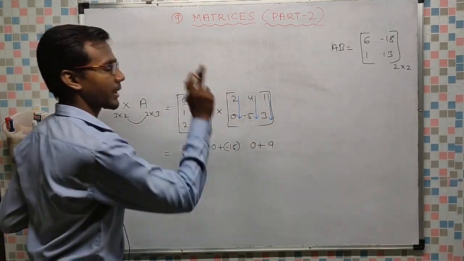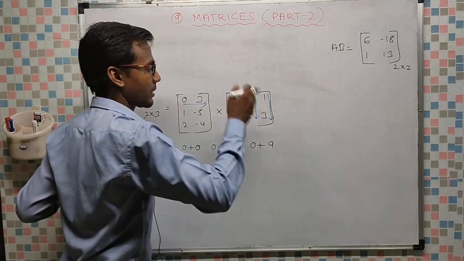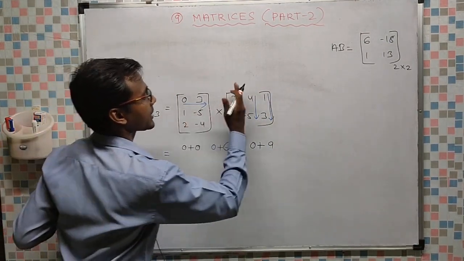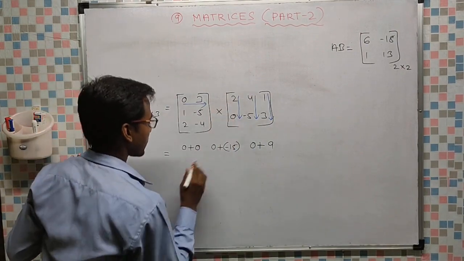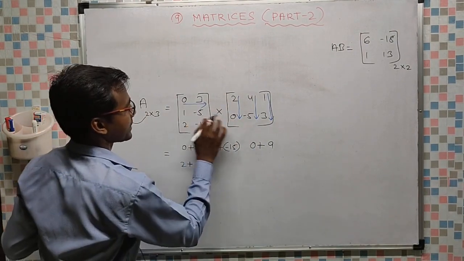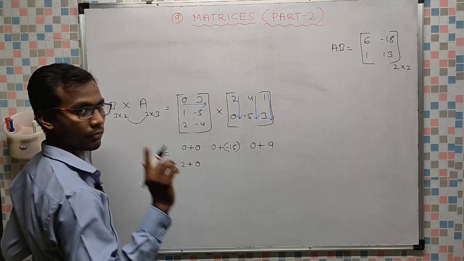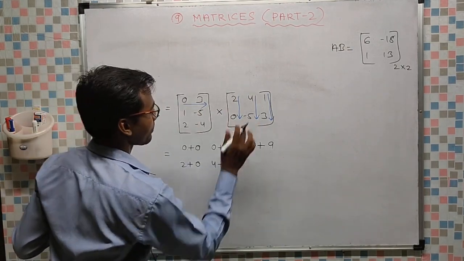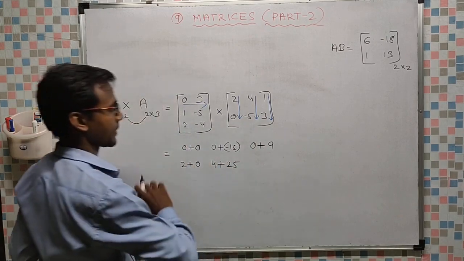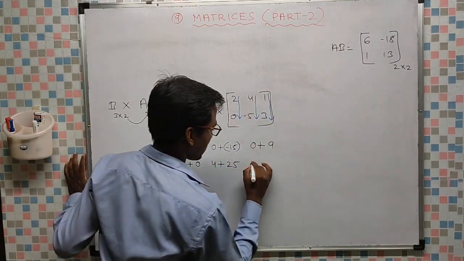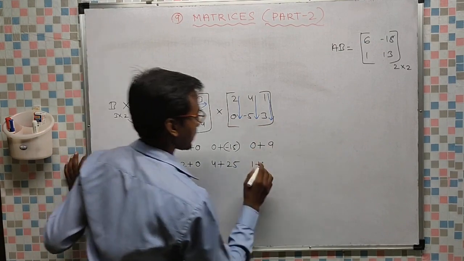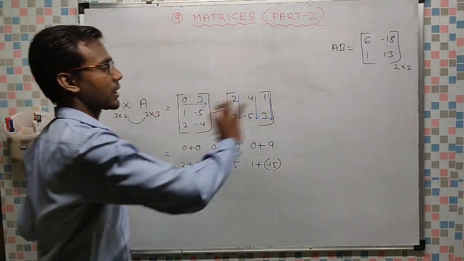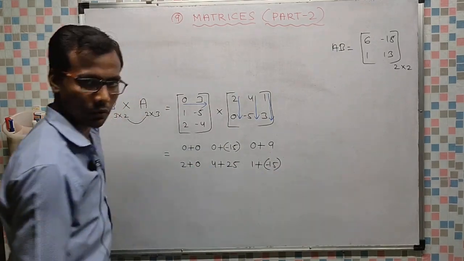Now let us move to the second row. Then second row into each column. So 1 minus 5, this will be multiplied with each column. So 1 into 2 is 2. Minus 5 into 0 is 0. 1 into 4 is 4. Minus 5 into minus 5 is 25. 1 into 1 is 1. Minus 5 into 3 is minus 15. So all the columns are over. So second row is also over.